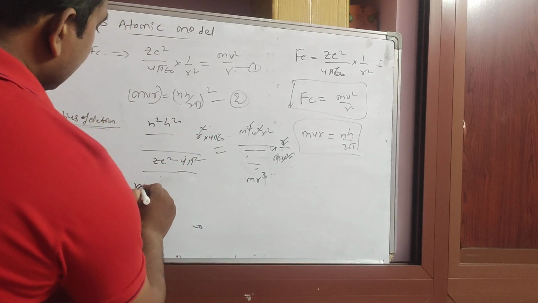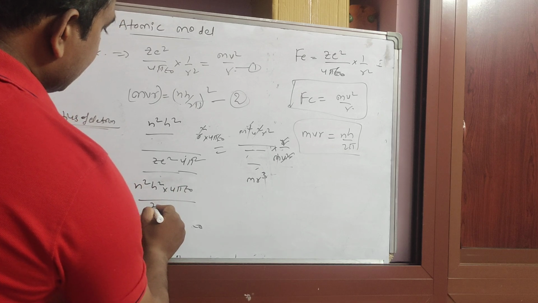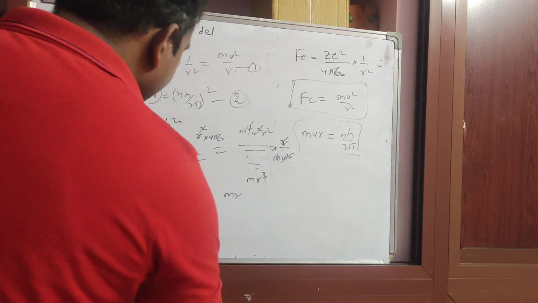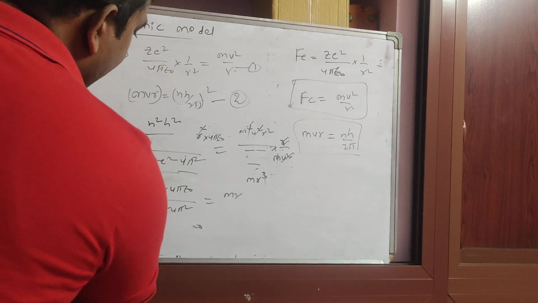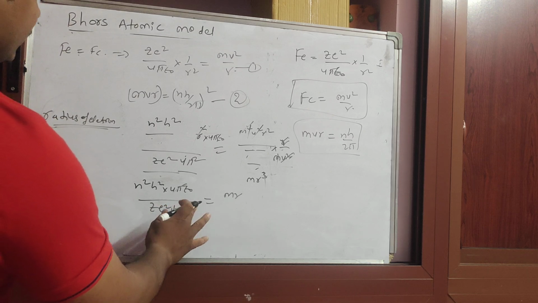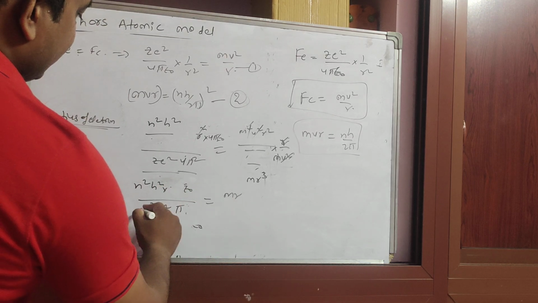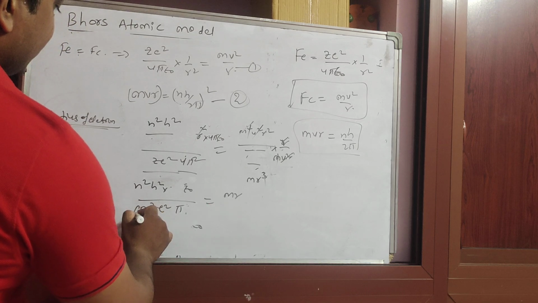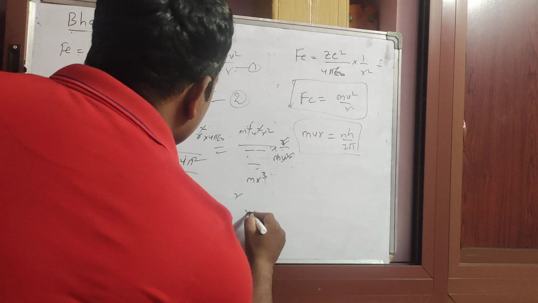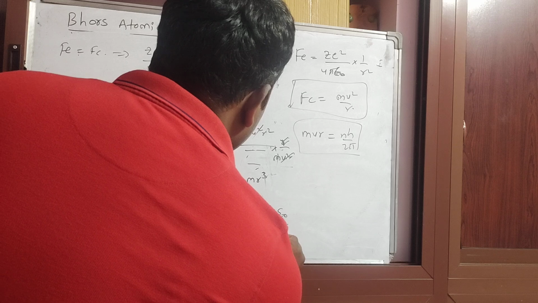Next, what will happen? n square h square into 4 pi epsilon naught by Ze square 4 pi square is equal to mr. Then 4 pi, only 1 pi is there. If you remove this, then only 1 pi is there. m comes here, only r. Then finally r is equal to n square h square epsilon naught by m Z e square pi.